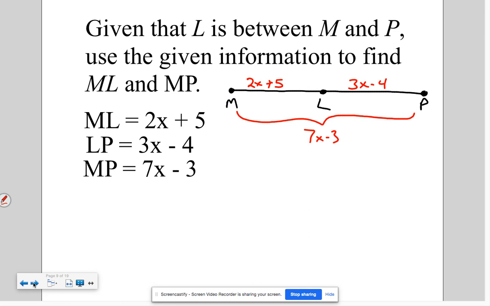All right. Let's go ahead and set up an equation using segment addition. 2x plus 5 plus 3x minus 4 equals 7x minus 3. Then go ahead and combine like terms. 2x plus 3x is 5x. 5 minus 4 is a positive 1.